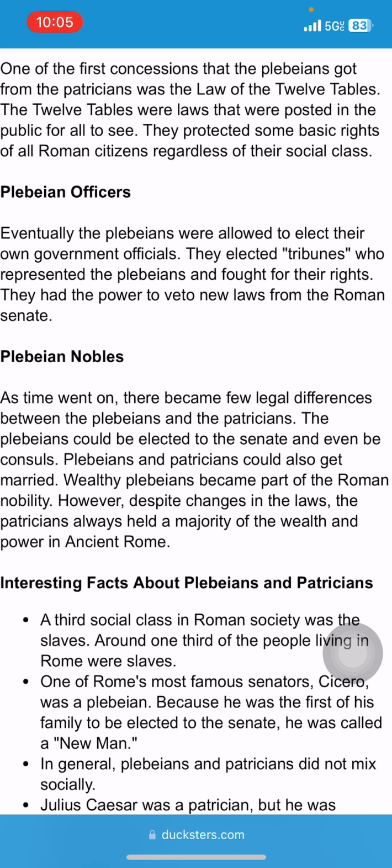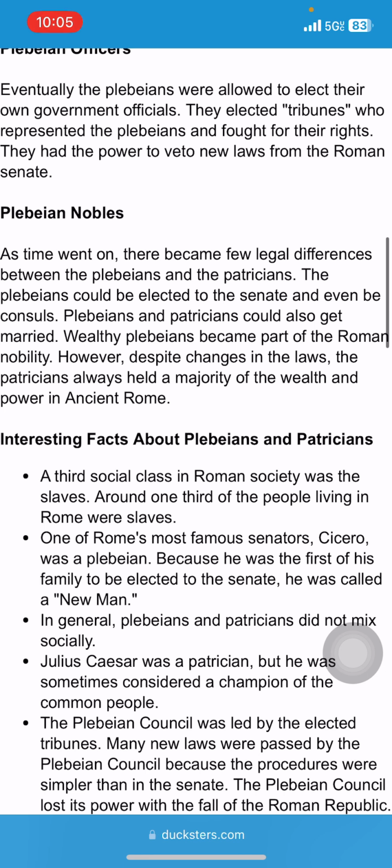Eventually, the plebeians were allowed to elect their own government officials. They elected tribunes who represented the plebeians and fought for their rights. They had the power to veto new laws from the Roman Senate. As time went on, there became few legal differences between the plebeians and the patricians.